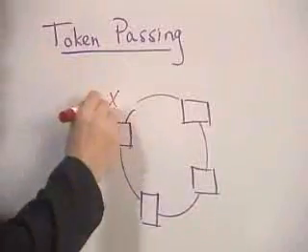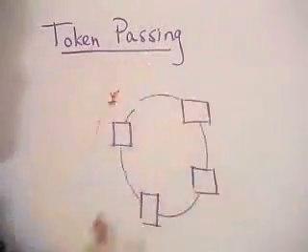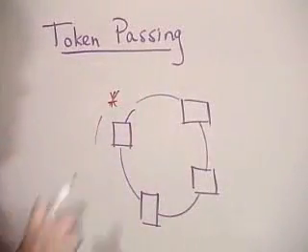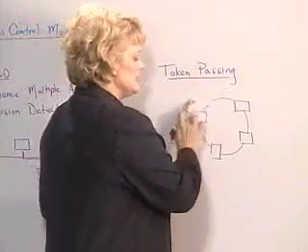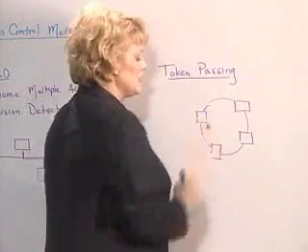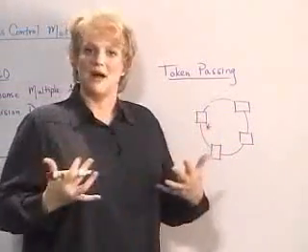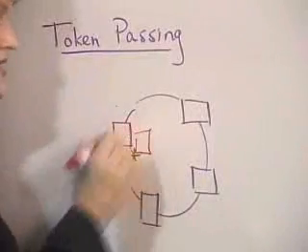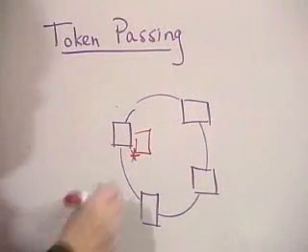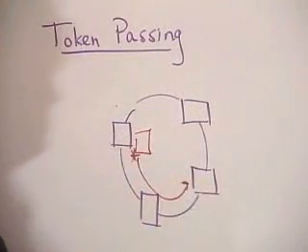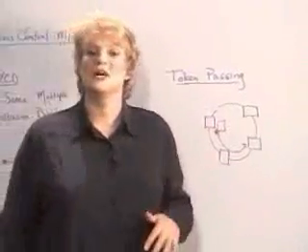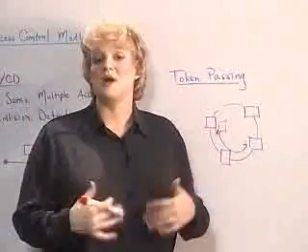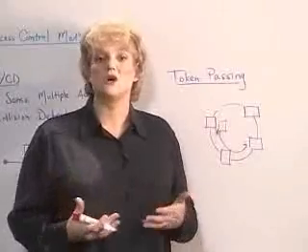So we have a little token, and the token just kind of travels around the ring. Now if this computer here wants to send a message and the token is free, basically the computer grabs the token, attaches the message to it, and then that message can be sent around the ring to the next computer over here. Maybe it needs to pick up the message. But you can't send a message unless you have the token. And really that's the point of token passing.